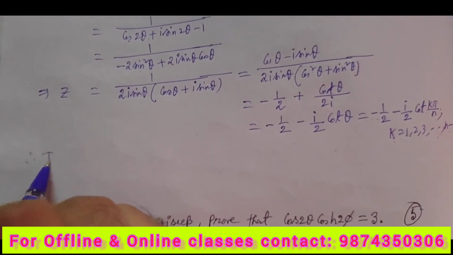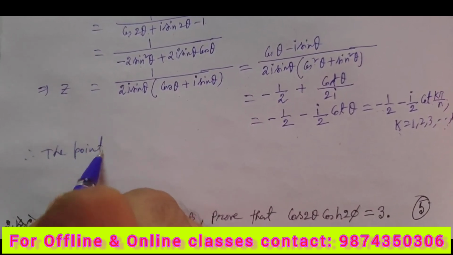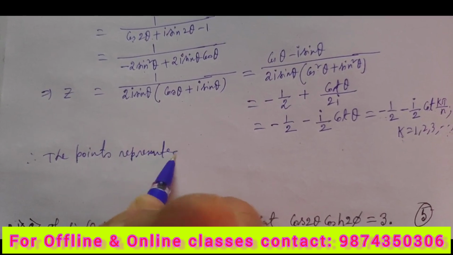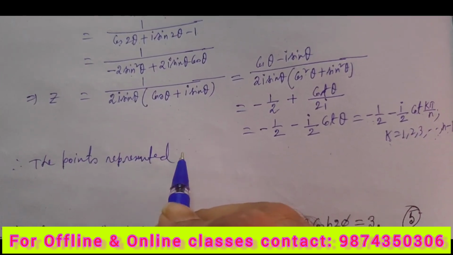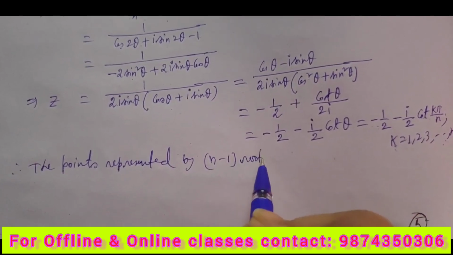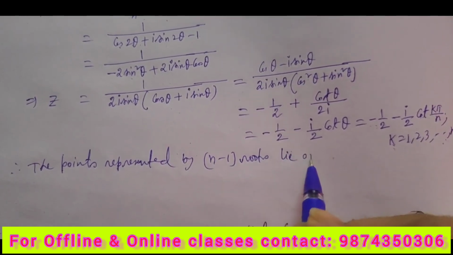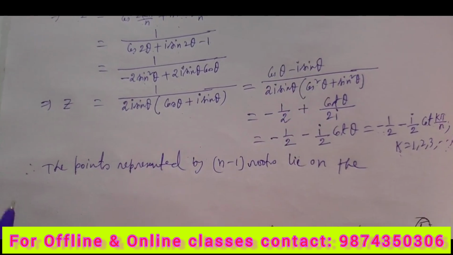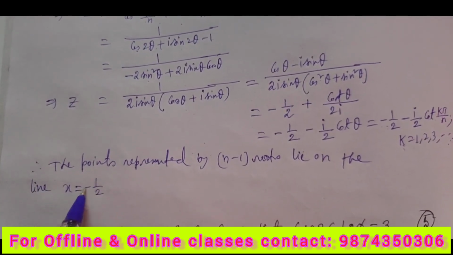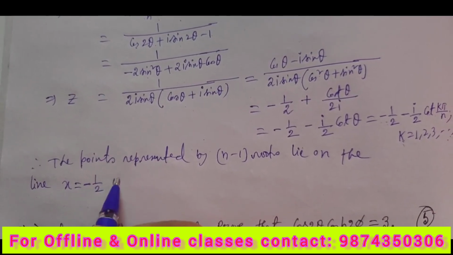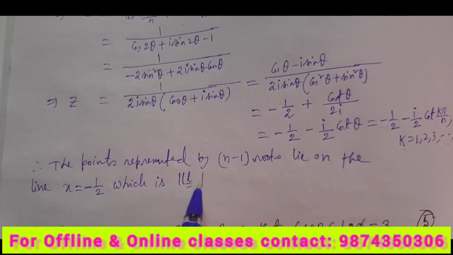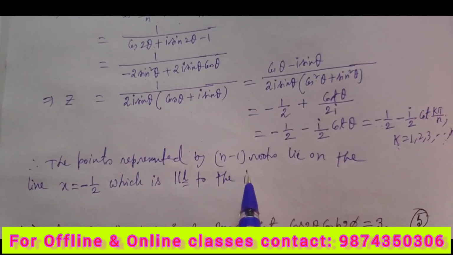Therefore, the points represented by the n minus 1 roots lie on the line x equals minus half, which is parallel to the imaginary axis.